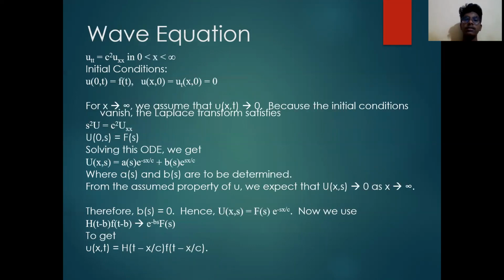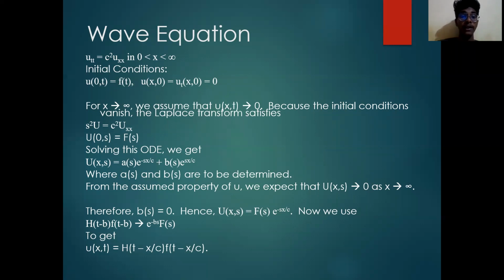So, the wave equation. In the Laplace transform, the wave equation is taken as u_tt is equal to c squared u_xx, with the boundary condition u(0,t) equal to f(t), and u(x,0) equal to u_t(x,0), which is equal to 0. For x tending to infinity, we assume that u(x,t) is 0 because the initial conditions vanish. The Laplace transform satisfies s squared U is equal to c squared U_xx, with U(0,s) equal to F(s).